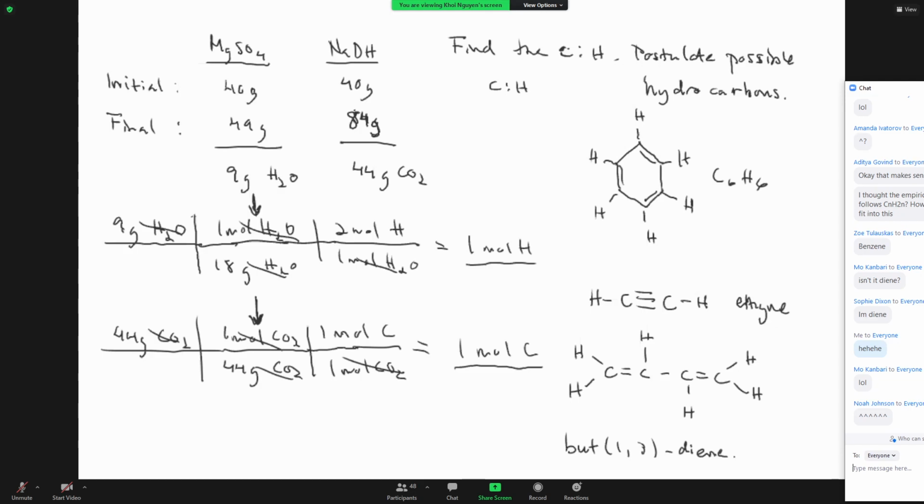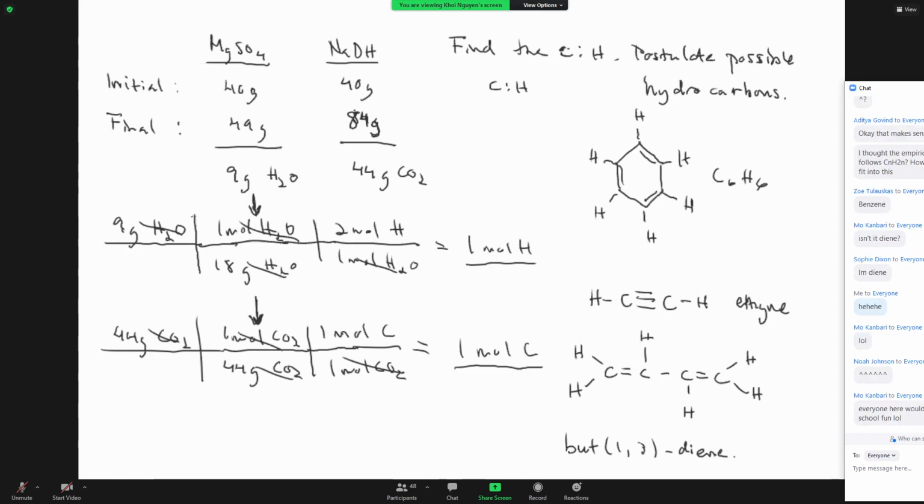Okay, so that's your typical standard empirical and molecular formula application of it. Know how to use it. Pretty straightforward. Okay.